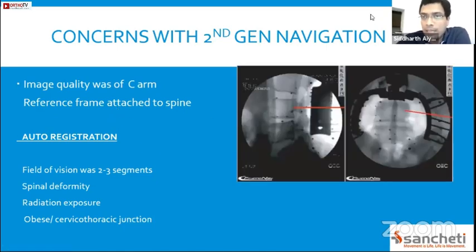So consider an example like this. This is the image of a lumbar spine lower segment.